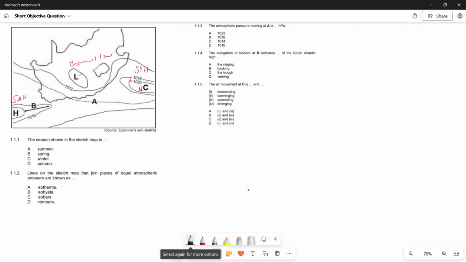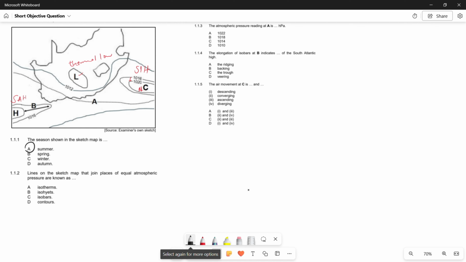The season shown in the sketch map is summer. Why? Because we can see a low pressure on the interior of the land. And how does the low pressure form? It forms because of high evaporation of air. And when does air evaporate? When there's a lot of heat, a lot of insolation. So that's how this low pressure system formed, meaning it is summer. And typically you'd see a high pressure system here had it been winter.